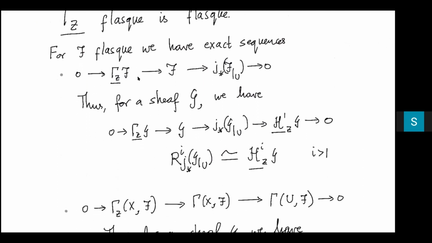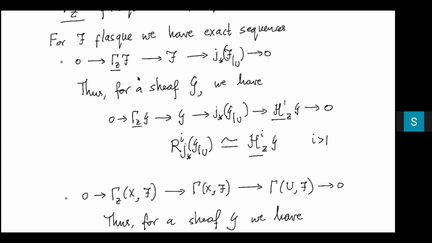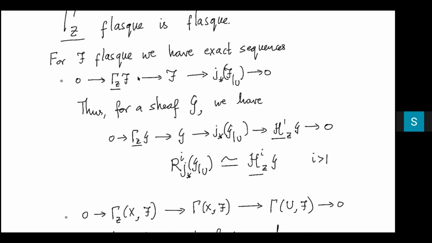So therefore, if you take the higher derived functors of gamma Z, for this sheaf G, write down the long exact sequence. Initially you get the zeroth derived functor of gamma Z. Since gamma Z is left exact, its zeroth derived functor is itself, the identity functor. So you'll get G, and then you'll get this again itself.